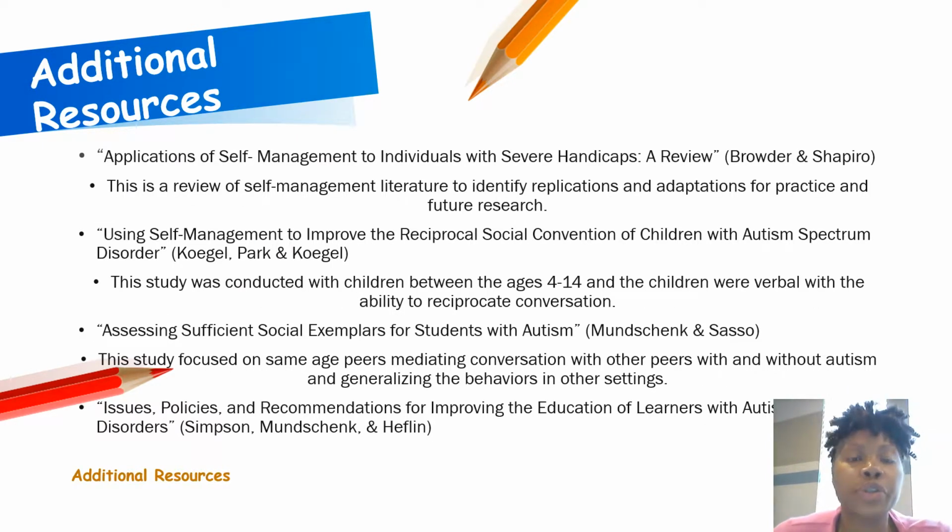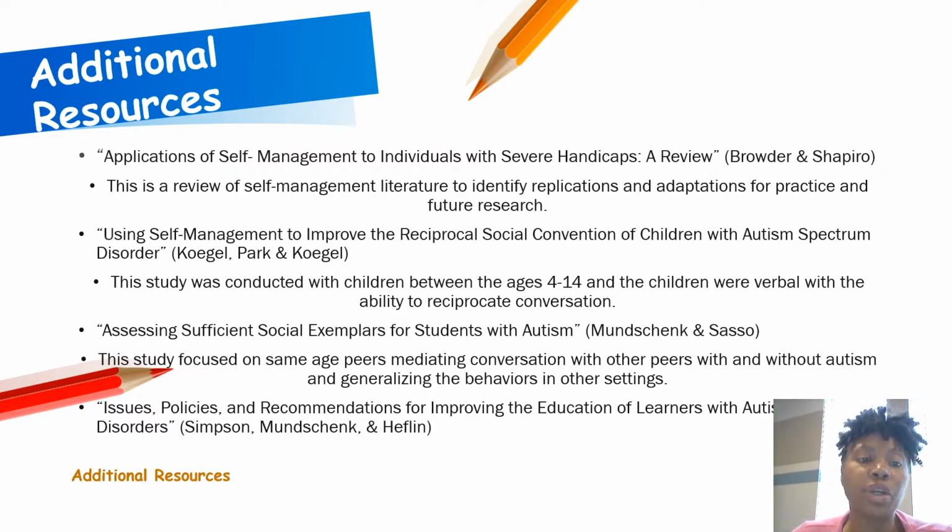Now, these additional resources that I spoke of earlier are something that I thought were interesting. You could look them up. I provided the title and the authors. Well, number one, applications of self-management to individuals with severe handicaps. This is a review of self-management literature to identify replications and adaptations for practice and future research.